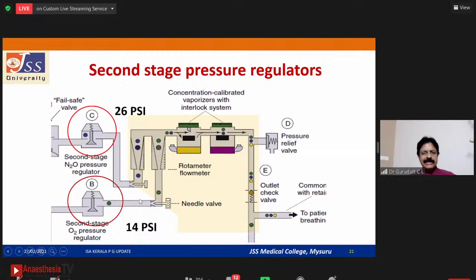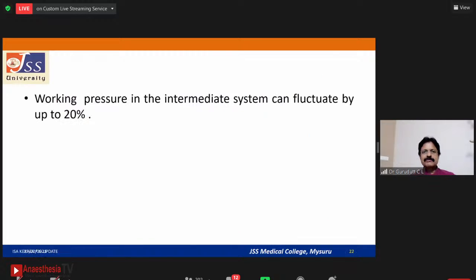There is a definite reason, and you may be asked why there is a difference in the reduction of pressure of the second stage pressure regulators for oxygen and nitrous oxide. Why is oxygen reduced to 14 psi and why is nitrous oxide reduced to a slightly higher pressure? This is mainly related to proportioning devices, which I'm going to talk about. In order to maintain a 3:1 ratio between nitrous oxide and oxygen in case of Link 25, this also will help. So let us see what are the advantages of the second stage pressure regulator.